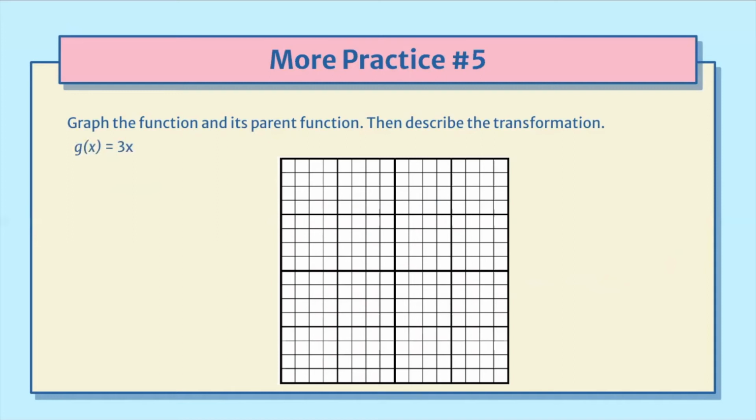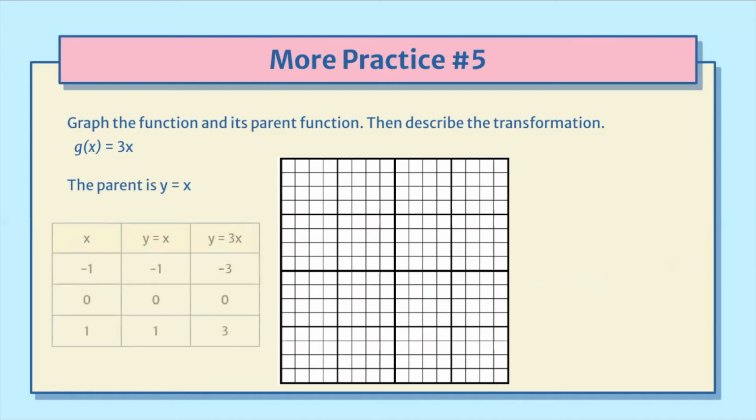Now we have another practice. g of x equals 3x. This is a linear function, so the parent is y equals x. Since we only need 2 points to make a line, I've added 3 so we can really see what the transformation is like. So here is the parent function, and then this is g of x.